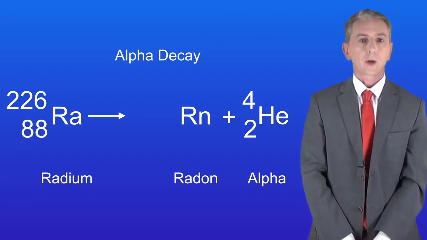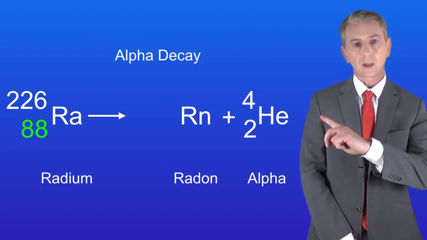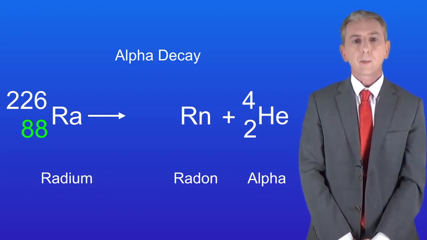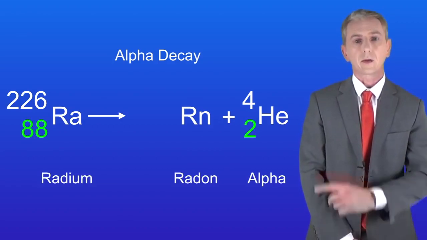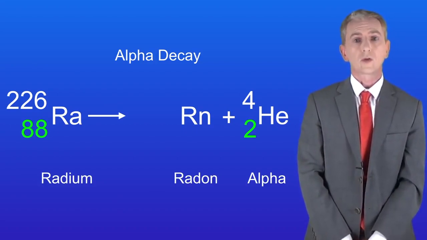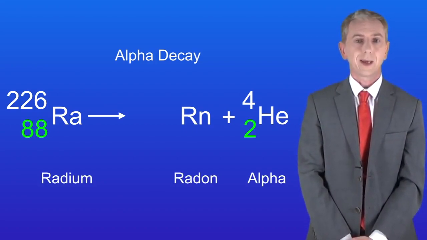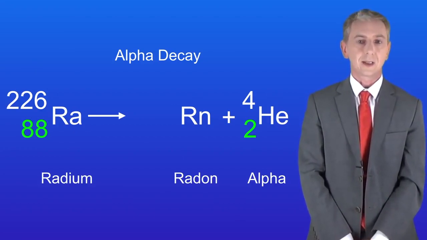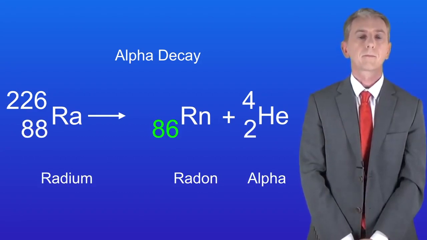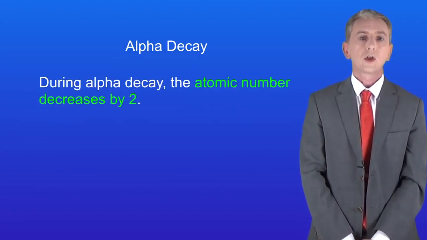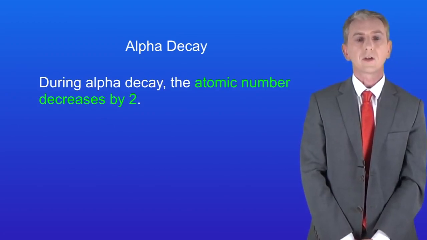Well, radium has an atomic number of 88, and here it is. So the original radium atom had 88 protons. The alpha particle has got 2 protons, and there they are. To work out the atomic number of the radon produced, we've got to subtract 2 from 88. So that means that the atomic number for radon is 86, and there it is. So this gives us the first rule for alpha decay. During alpha decay, the atomic number decreases by 2.